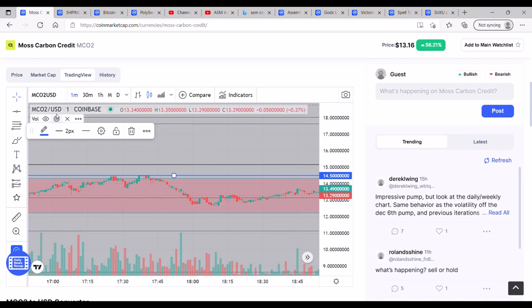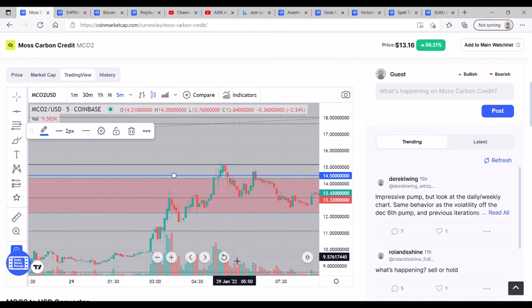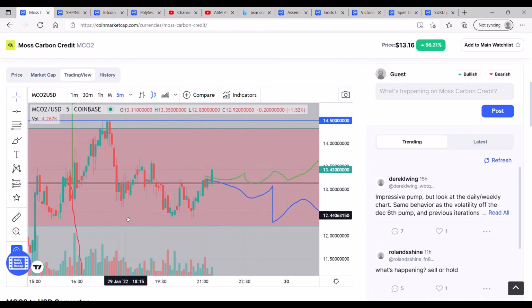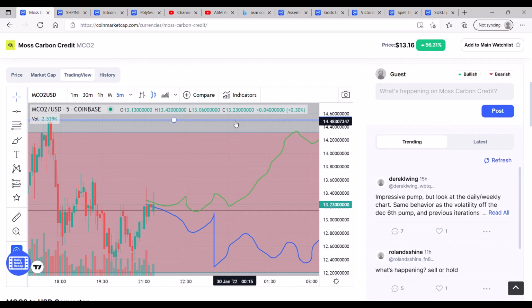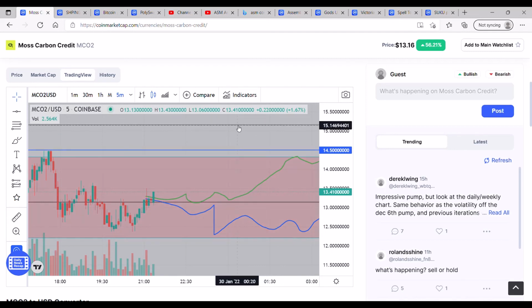So that's the advice, guys. That's the TA on this one. We have got a significant resistance afoot, and it is at 1450. If we can break above that, then we'll have a moon line shortly after we break above 15. But for now, fingers crossed, we get out of this channel in the upward direction and break 1450.